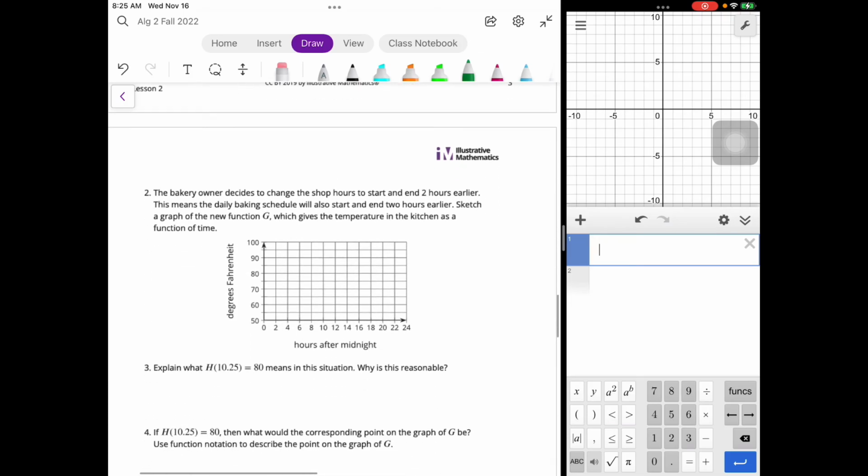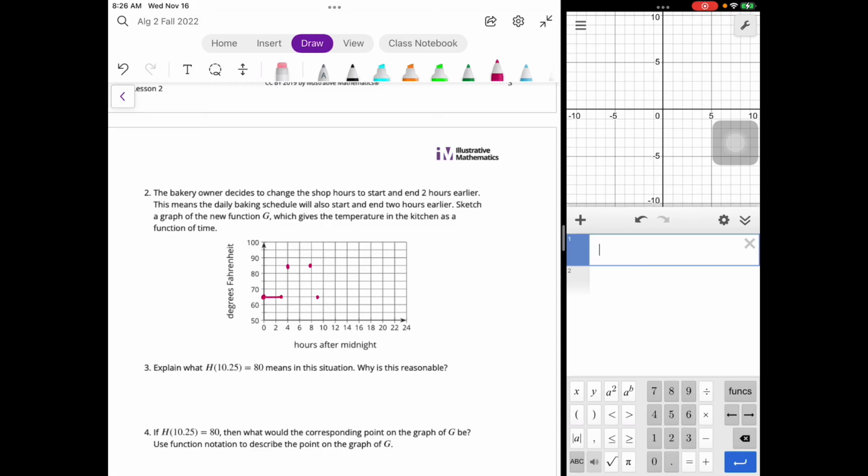All right, so the bakery owner decides to change the shop hours to start and end 2 hours earlier. So again, we're starting at 65 degrees. This means the baking schedule will also start and end 2 hours earlier. So instead of going at 5 o'clock, it's going to go at 3 o'clock. And then at 4 o'clock, it'll be at its maximum of 85 degrees. And then it'll go until 8 o'clock, and then it will come back down.